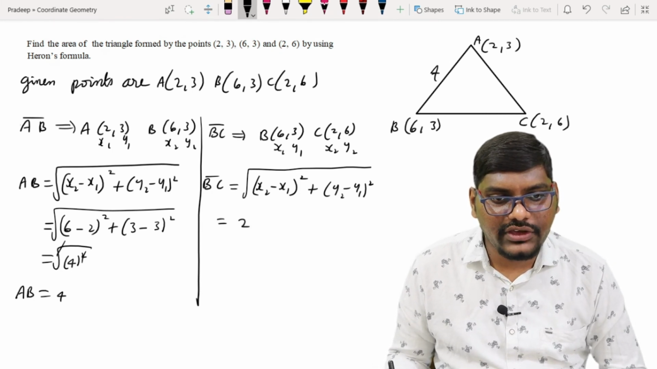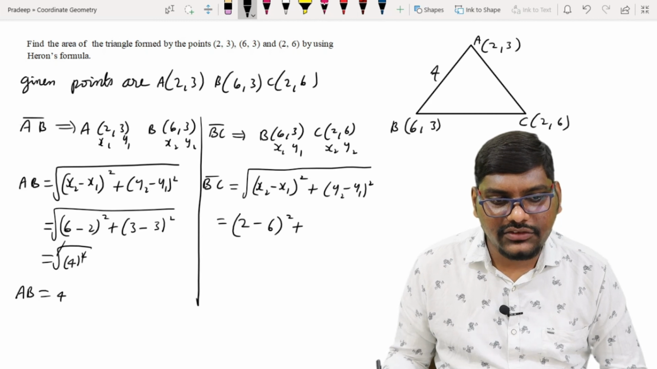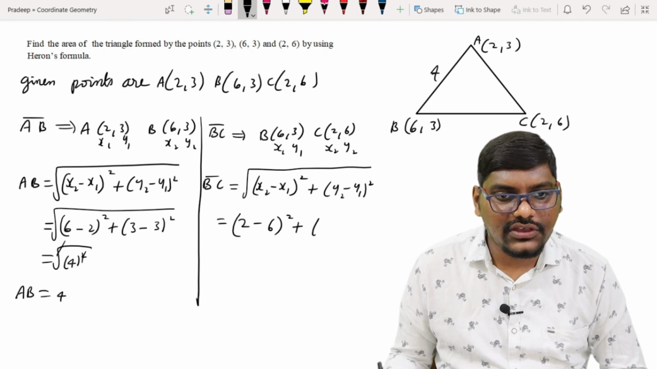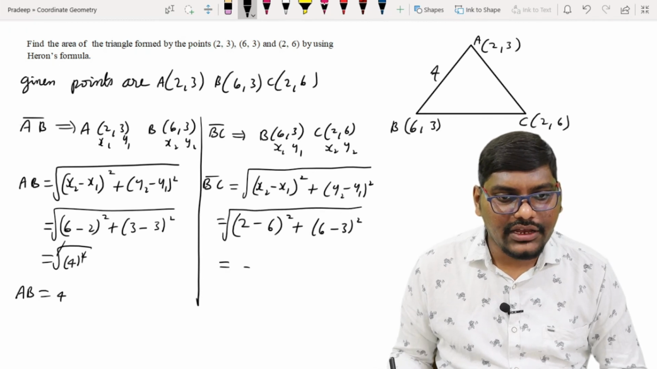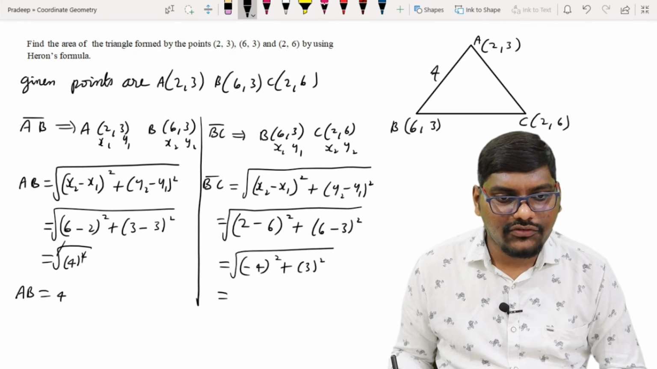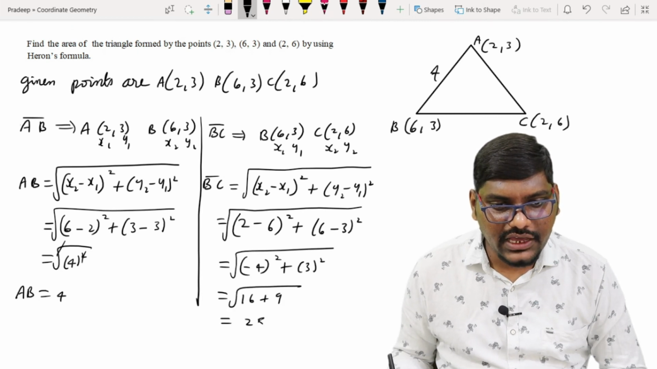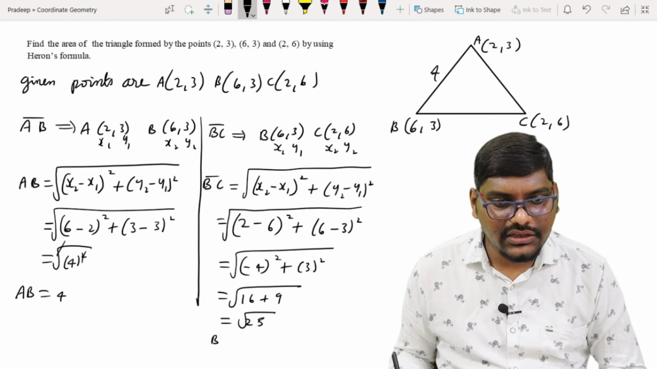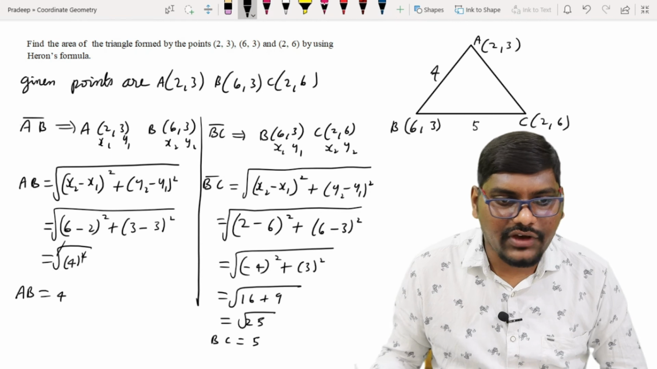x2 is 2, x1 is 6, so this is 2 minus 6 whole square, plus y2 is 6, y1 is 3, whole square, under root. So I'll get minus 4 whole square plus 3 whole square under root. So I'll get 16 plus 9. So we are getting root 25, which is nothing but BC equal to 5. So the distance BC we got is 5.